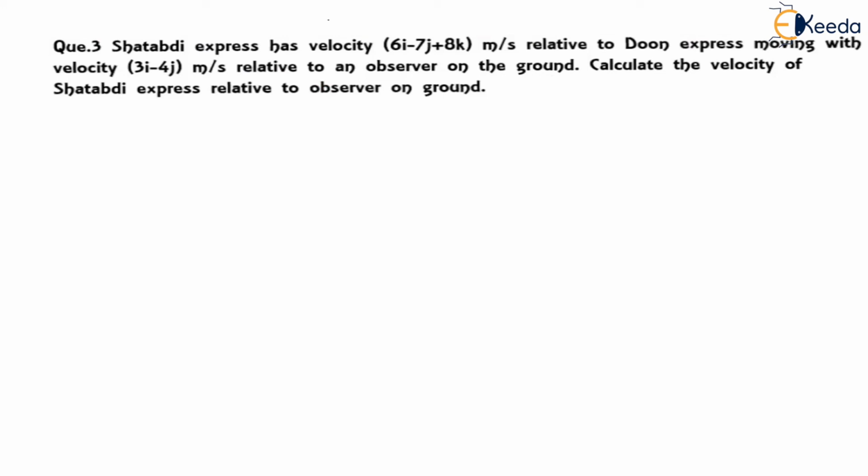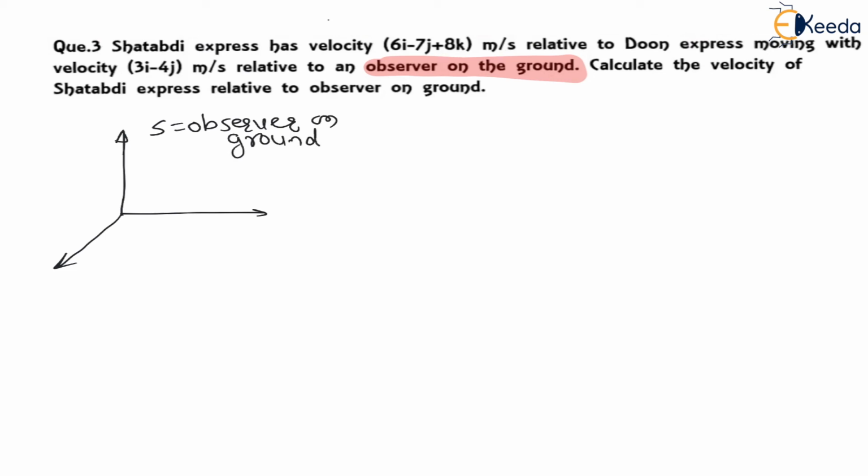Let us understand what they are trying to tell here. See, observer on ground is nothing but at rest. First of all, let us show the observer on ground. Let us say this is observer on ground, right? This is the frame which is nothing but observer on ground, means at rest. So observer is O, and dimensions are x, y and z. We have seen this many times, x, y, z for rest, right?